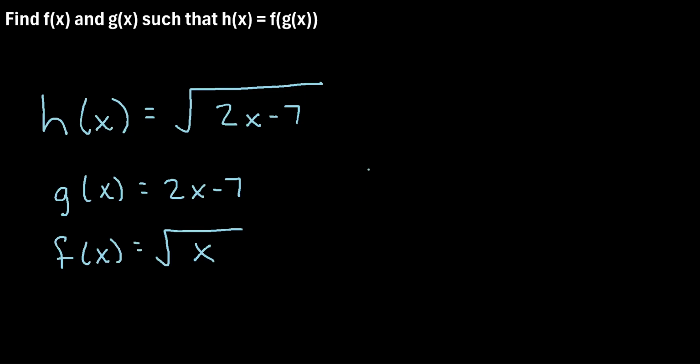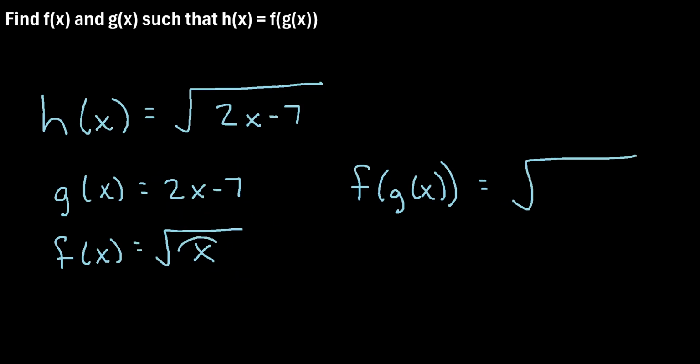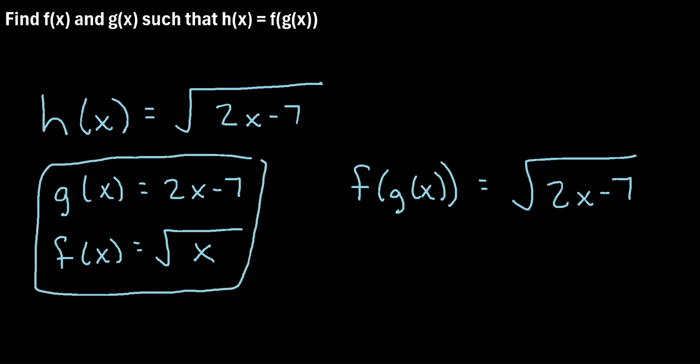So again, to verify that we got the right answer, let's write f of g of x and see if we actually get h of x. So this says place g of x into x for the f of x function. If we insert g of x in for x in this f of x equation, we get the square root of, instead of x, we're going to write 2x minus 7. And we will see that this perfectly matches the h of x function. So that's how we know we got the right answer. So here is our final answer for g of x and f of x.